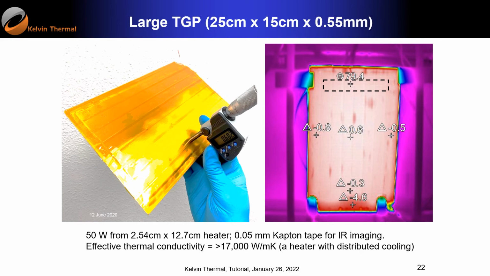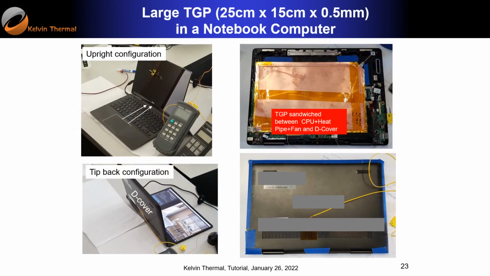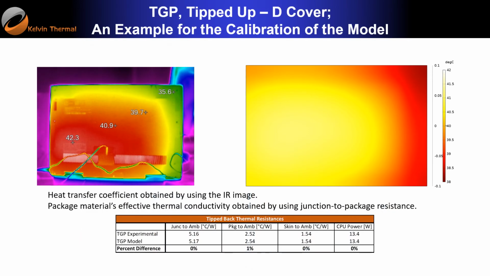Then we put this into a laptop, and you can see we put a decover, and we studied the upright condition and the tip back condition, and we compared. You can see with a TGP, the temperature distribution is much more uniform. That's good, and that's what we want. And we found out with a TGP inside, we can stop the cooling fan. So no fan is needed. We can remove the heat.